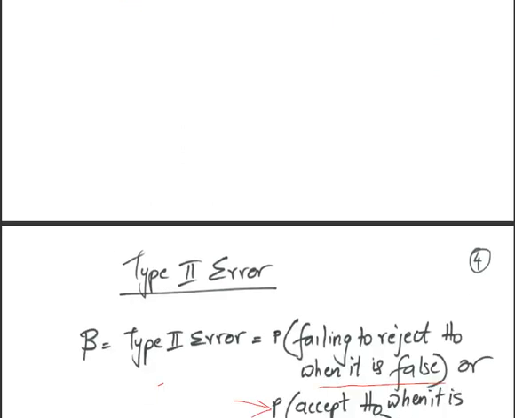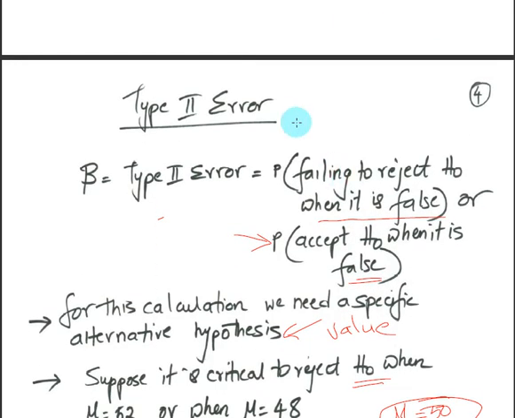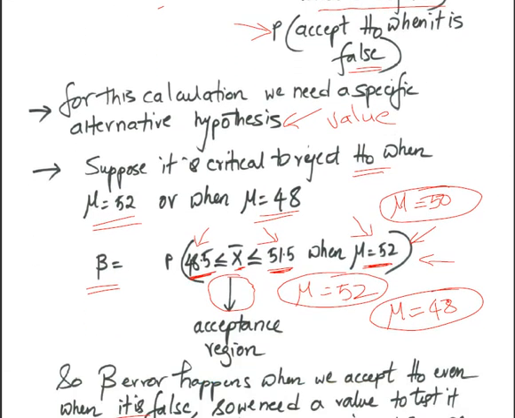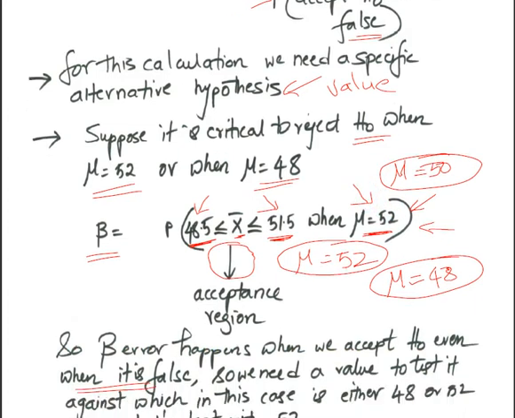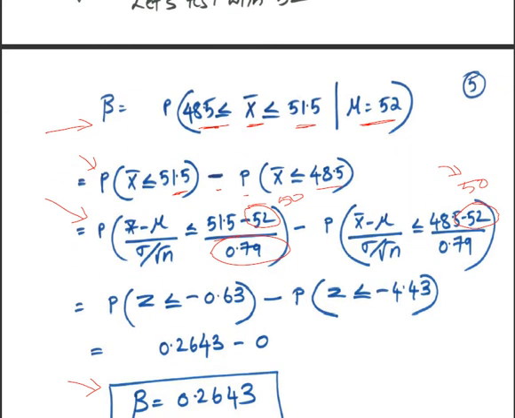And then we went to the type 2 error, which is failing to reject the H naught when it is false, or accepting the H naught when it is false. For this we really need a new true mu, not the one that we hypothesized with. We need a new mu value. So if we are saying that it is actually 52, then we can compute the probability that x bar is between 48.5 and 51.5 when mu is 52, or you can choose another value of 48 or 50.5 and check what is happening to the beta error.